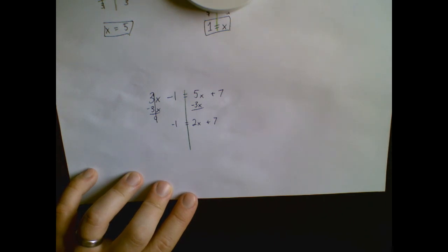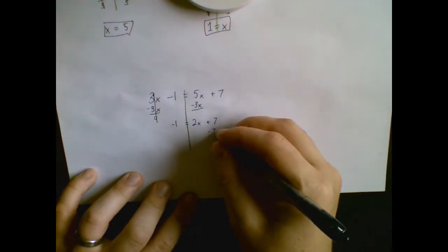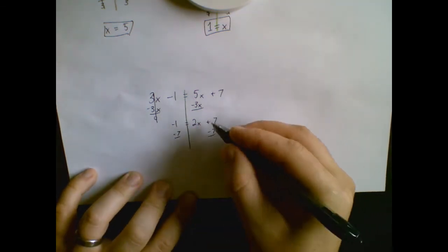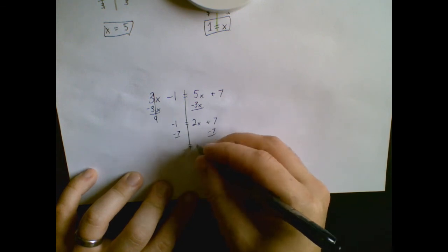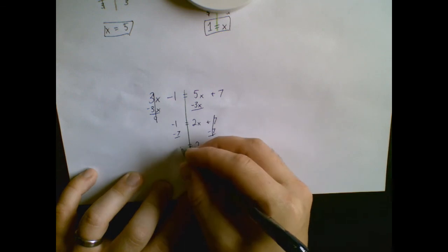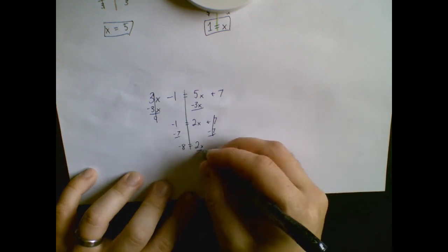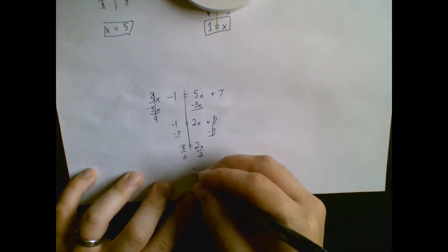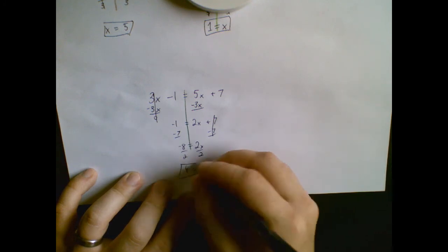So anytime we have those weird scenarios, it's basically one new step. So let's finish this up quickly. So minus 7, because I want to cancel out adding 7. That's gone. Negative 1 minus 7 is negative 8. Divide by 2, and I end up with negative 4 equals x.